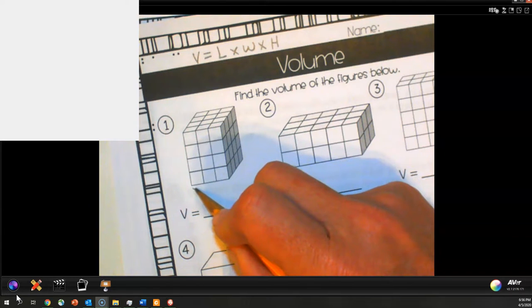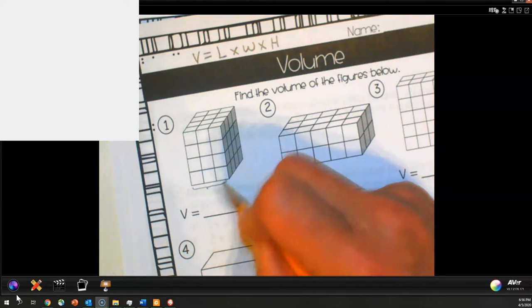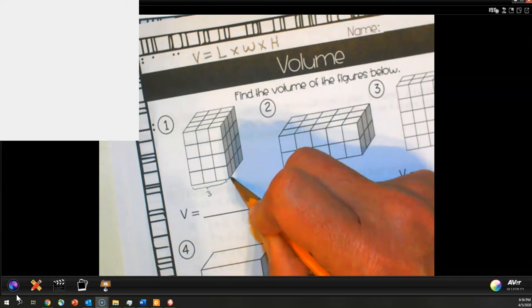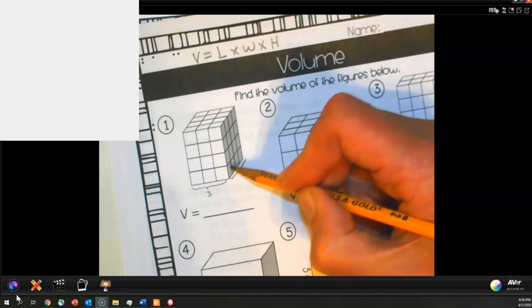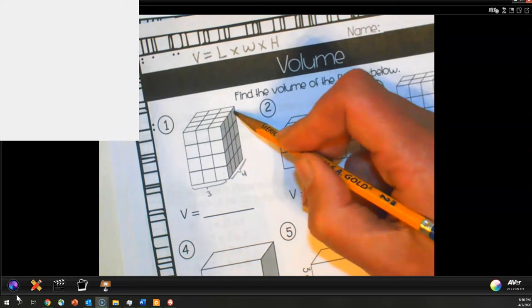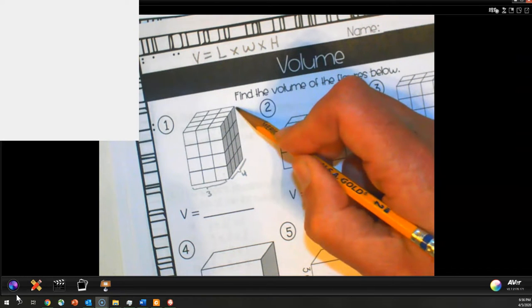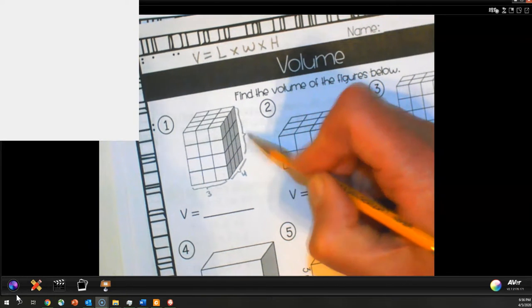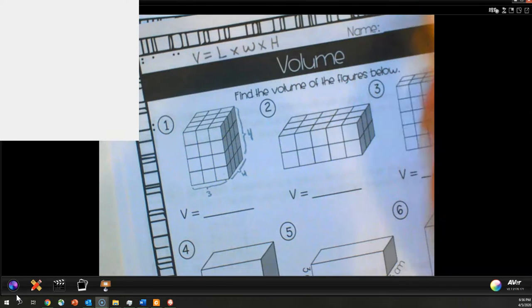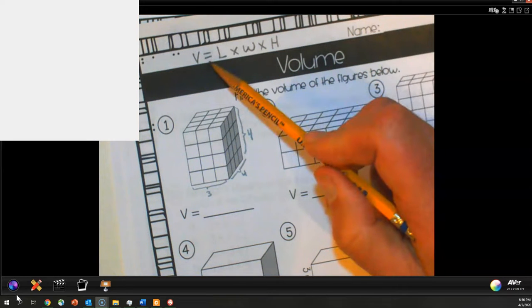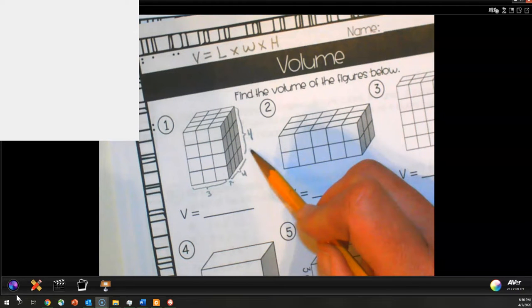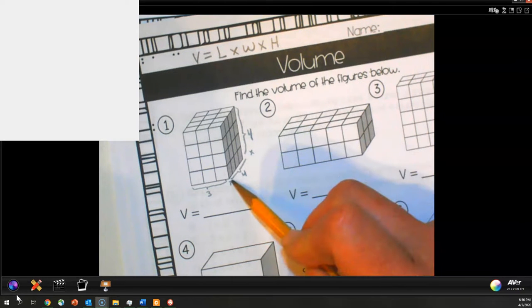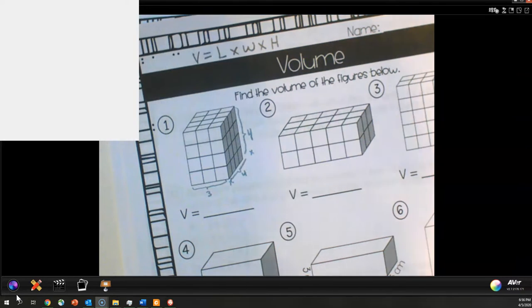So I'll give you a little freebie here just to remind you. So here it's 3, which is our length, our width, which is front to back, is 4, and we count up the cubes here. 1, 2, 3, 4. Same in the back. 1, 2, 3, 4. So our height is going to be 4. And like I just said a minute ago, to find the volume, we take the length, multiply it times the width, multiply it times the height. And that's all you need to do for that.